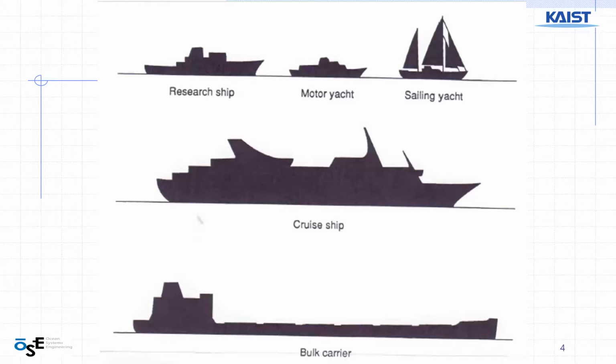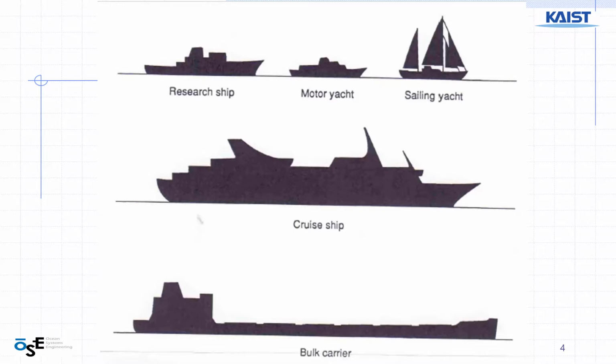So this one shows a silhouette or side view of different types of ships. If you become an experienced naval architect in the future, then you can identify ship type from this kind of silhouette of the ship. Anyway, the first line shows a research vessel, motor yacht, and sailing yacht.